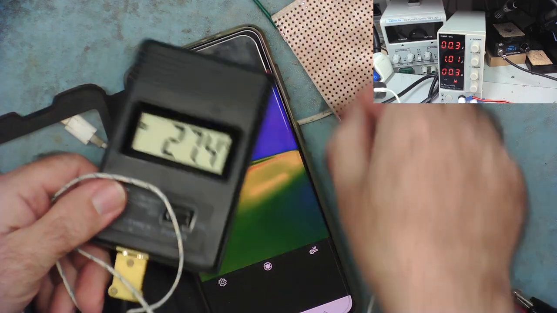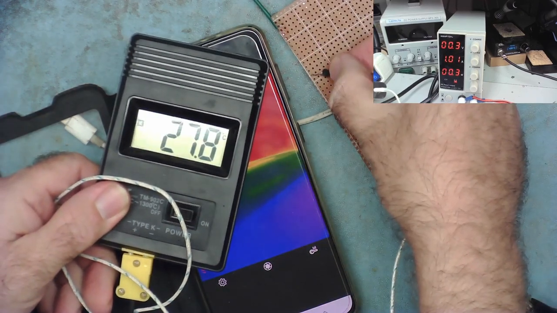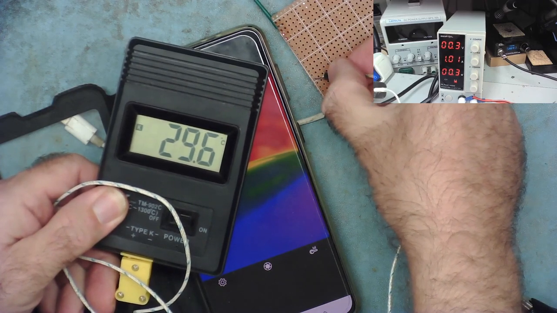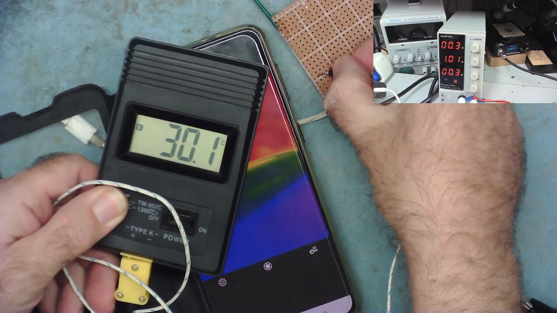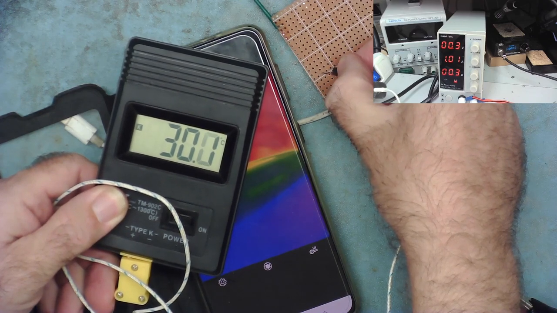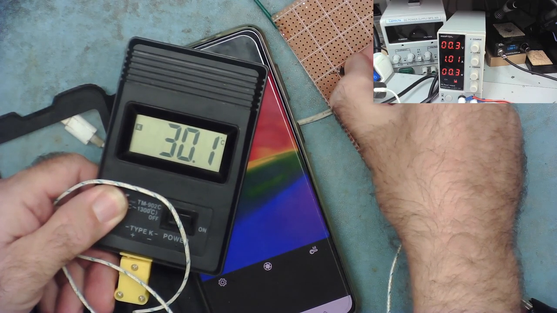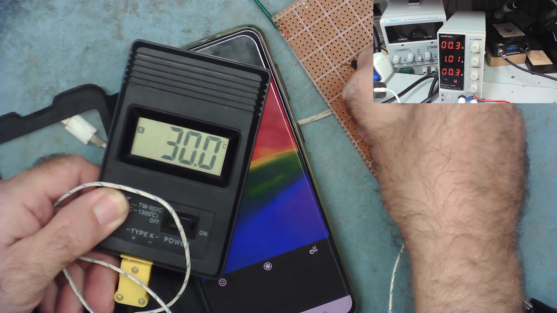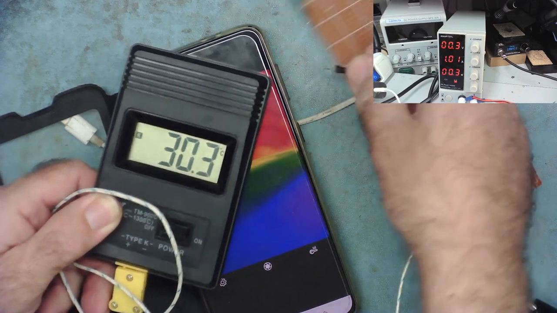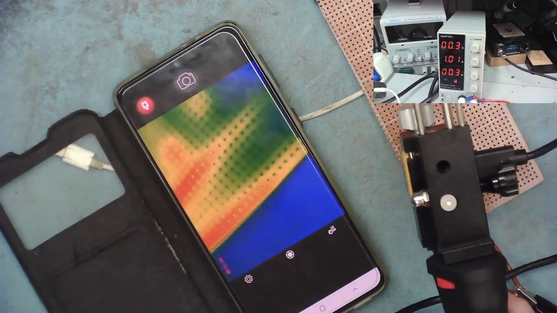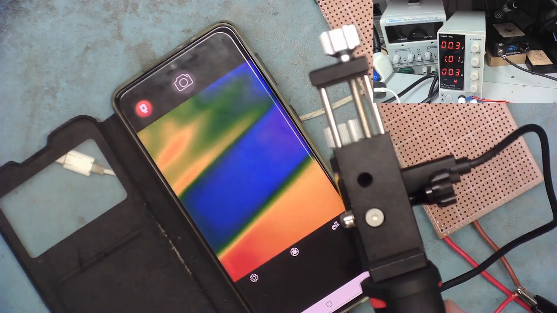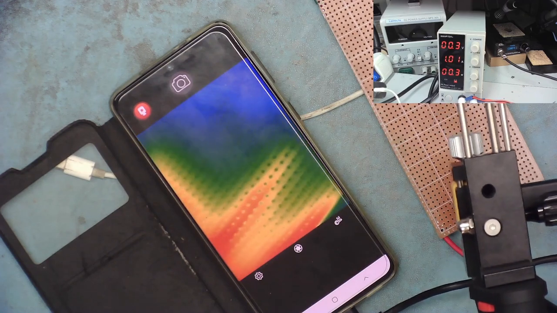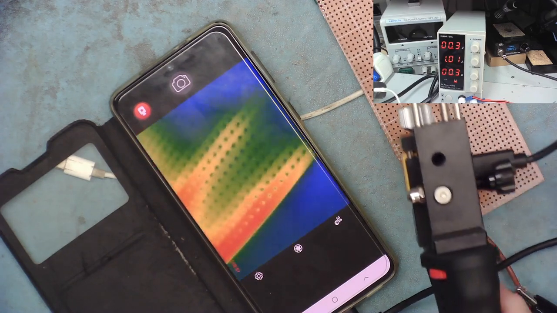Okay, so here is our temperature meter with a thermocouple. 28.7. That's on one of the tracks that is carrying the current. 29. I'm moving away from it. Yeah. I'm over the other one now. And it's not telling us anything. But look, guys. Yeah. Look. That, my friends, is a game changer, I think.